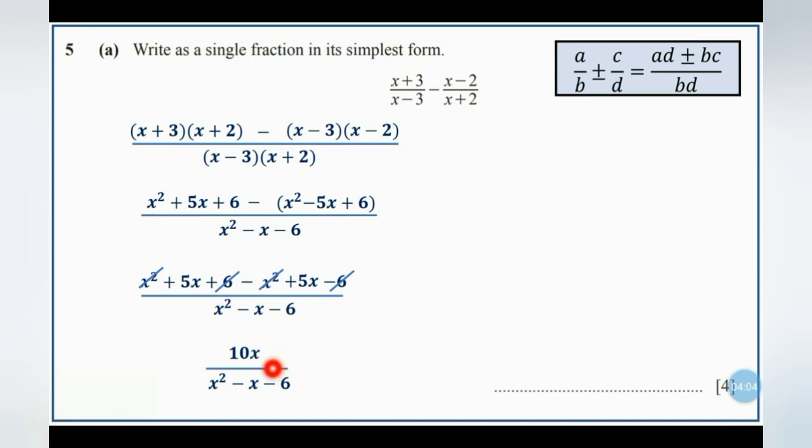But usually, some of you will bring it back to x minus 3 times x plus 2 for the denominator. Okay, so I can write my answer as 10x over x squared minus x minus 6, or 10x over the quantity x minus 3, times the quantity x plus 2.